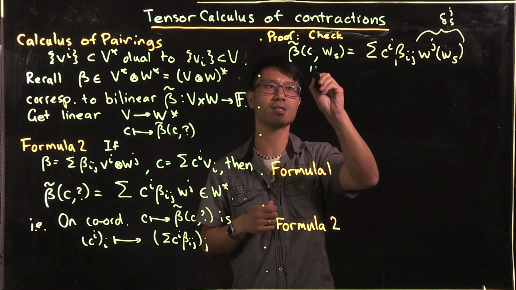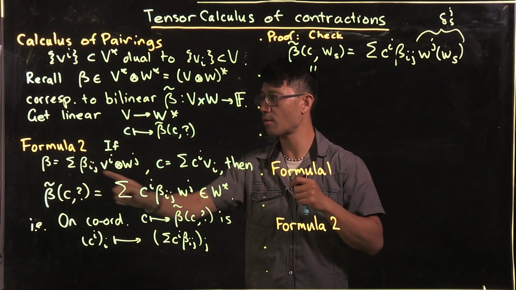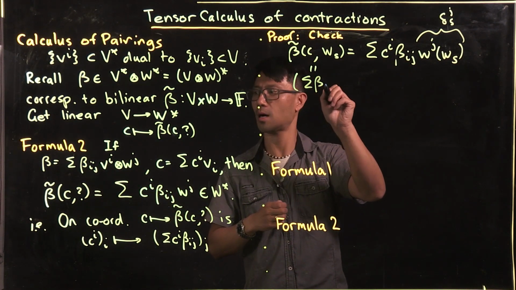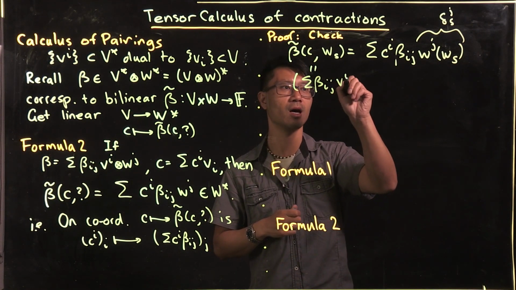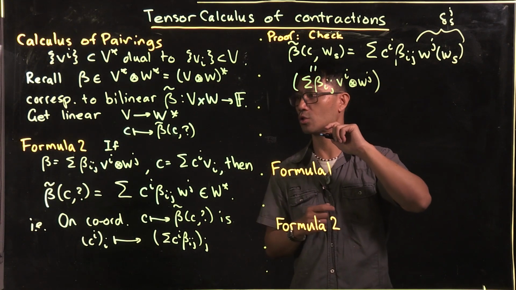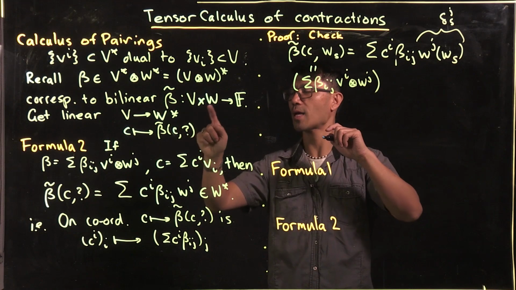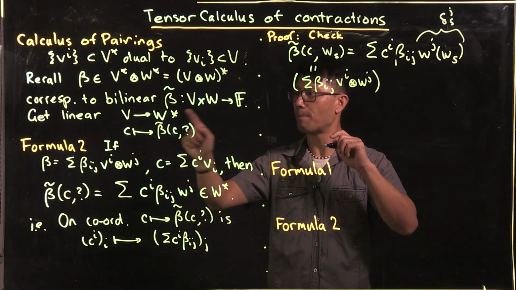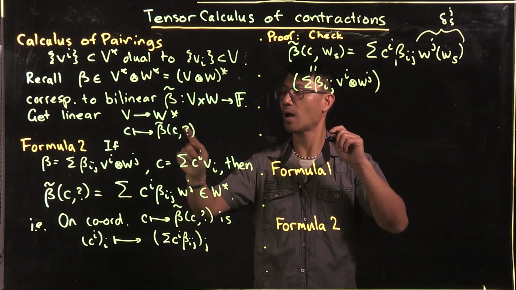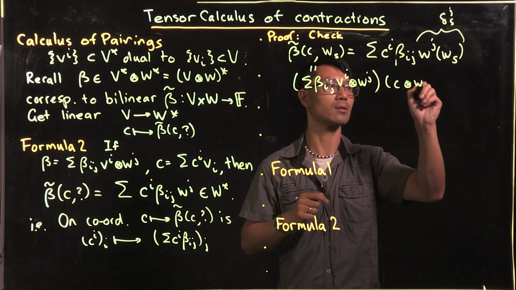Okay, so let's see what this is by looking at this left-hand side. How do you compute this left-hand side? What is beta? It's given by this term here. So there's the sum of beta_ij, v^i tensor w^j, and you're going to apply this to c. So the way this works, how do you go from beta tilde to the beta? You just apply this to c tensor w_s.